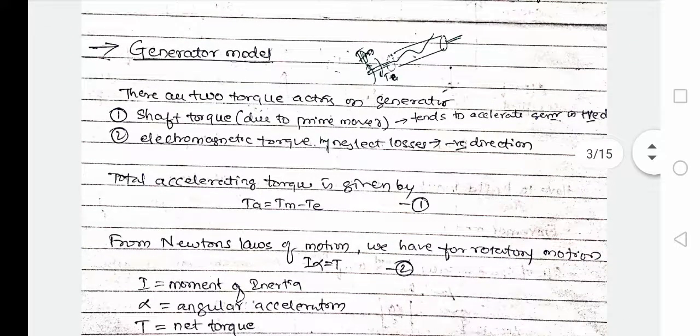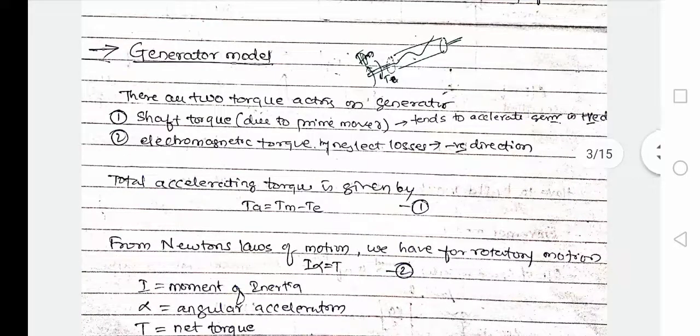Dear students, today we'll have a discussion on the generator modeling process. Here in the generator modeling, there are basically two types of torques acting on the generator. Number one is the shaft torque, which is due to the prime mover rotation, and another one is the electromagnetic torque. Normally the shaft torque tends to accelerate the generator in a positive direction, whereas the electromagnetic torque tends to accelerate the generator in a negative direction, neglecting the losses.